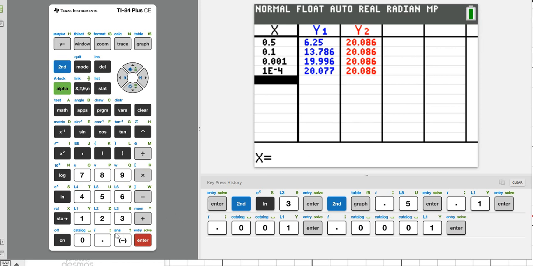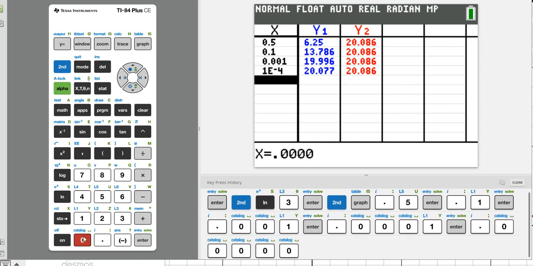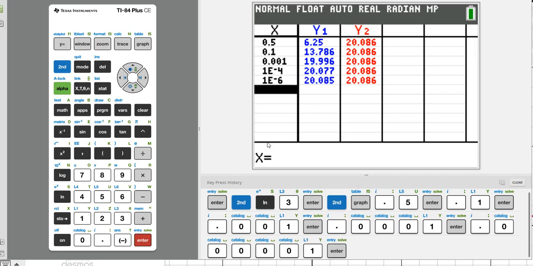So 0.1, 2, 3, 4, one extra one won't hurt. So there you go. As far as being able to check it without a calculator, yeah, I can't think of anything off the top of my head. But there's two ways you can check it with a calculator.